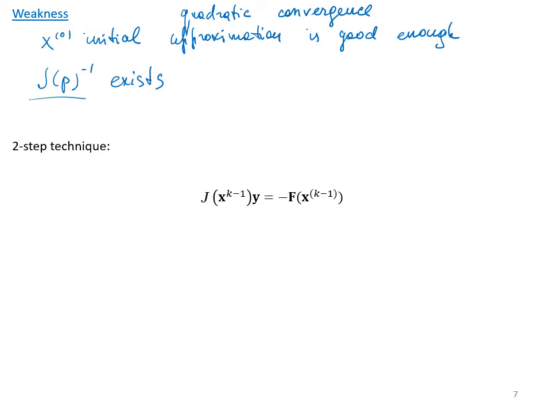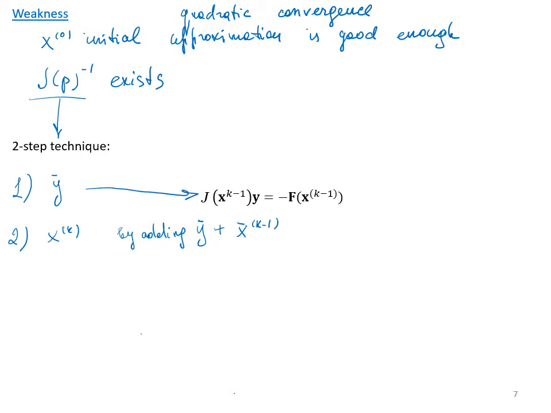In order to avoid it, in practice a so-called two-step technique is used. In the first step, we find vector y which satisfies this equation. And at step 2, we compute x_k by simply adding this vector y to the previous, k minus 1, iteration of x.